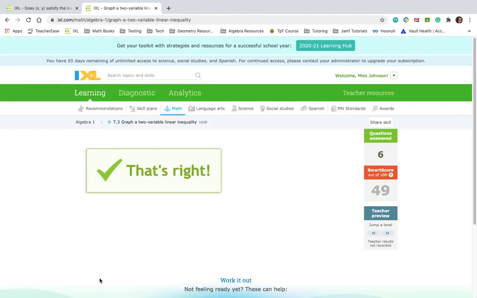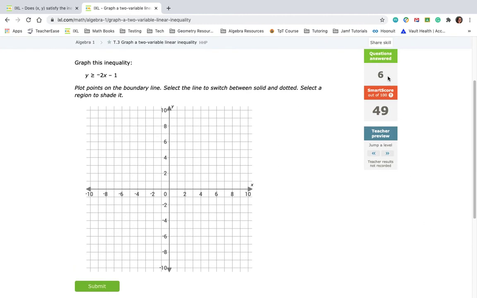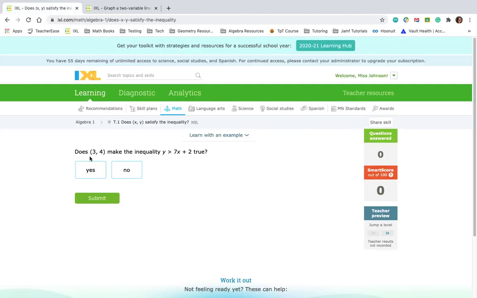Submit. So you can see I've gotten 6 questions correct and I'm already at a score of 49. For your homework, you're going to get up to a score of 70, so 1 ribbon. And then in the other IXL that you're going to do, it's just testing those points.